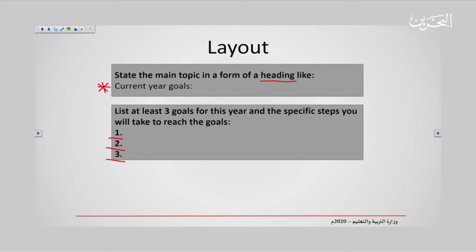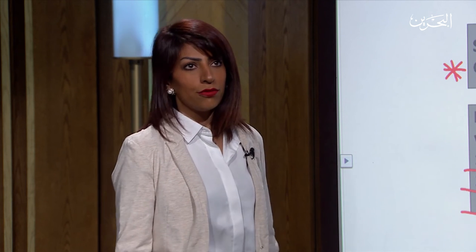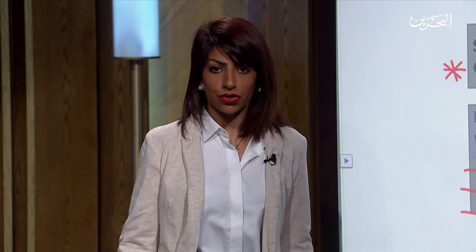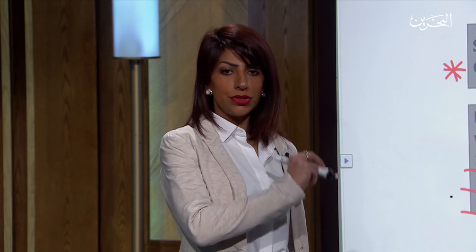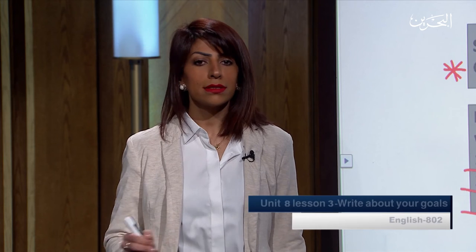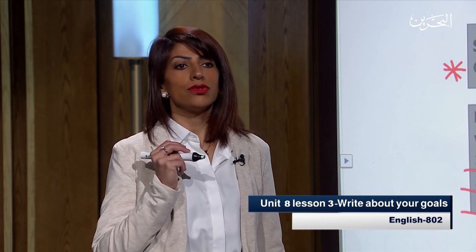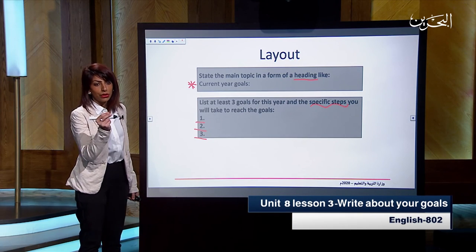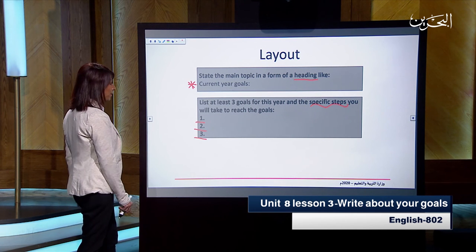Plus, I want you to pay attention to this. You will write these specific steps or the procedure that you are going to take in order to reach this goal or in order to achieve this aim. For example, I want to learn English. I want to improve my English. Okay, that's the goal. Where's the procedure? You have to specify. In order to do that, I will read more books, I will watch more movies, I will listen to English music. It depends on whatever you want to do, my dear students.